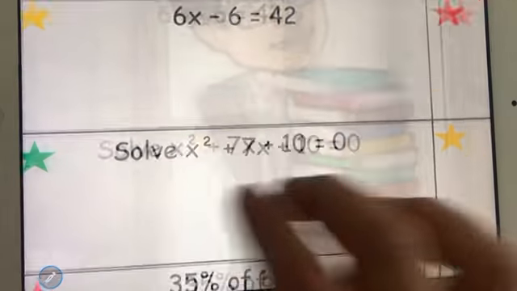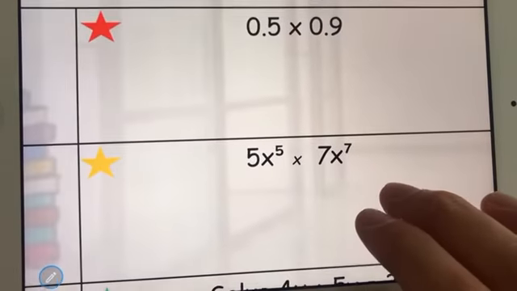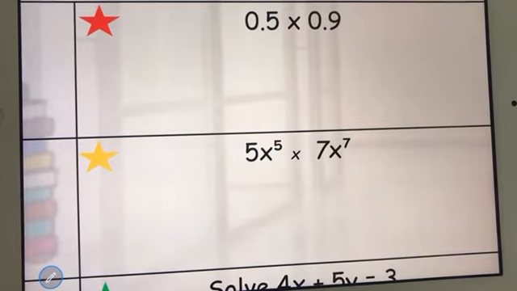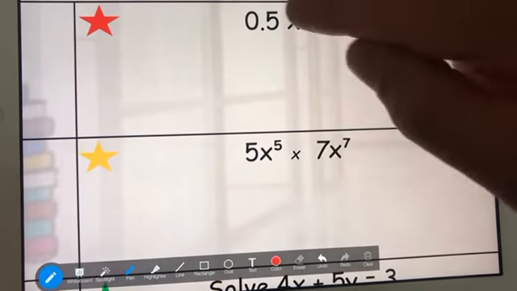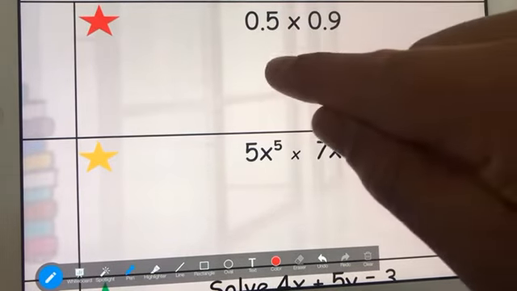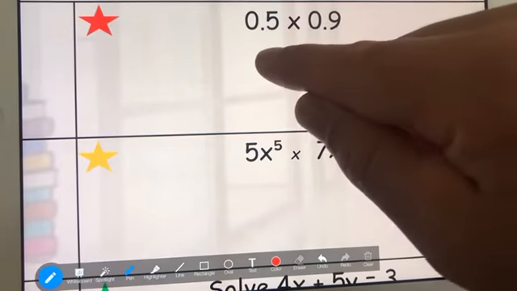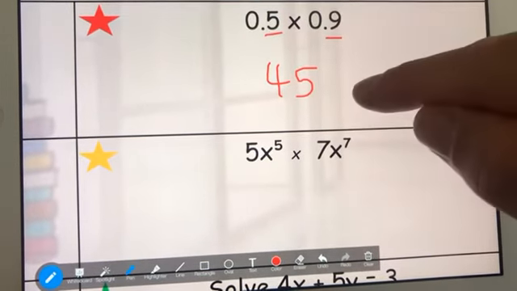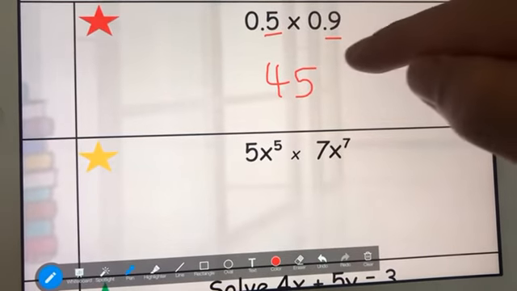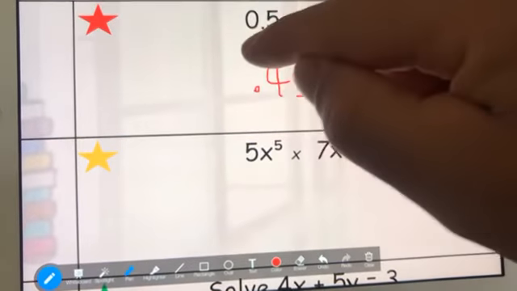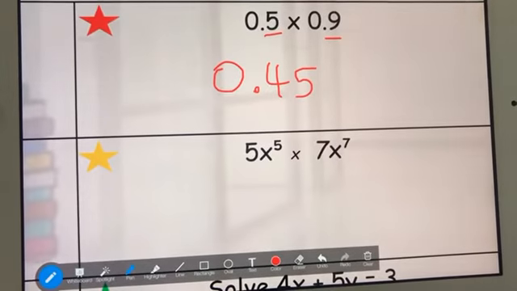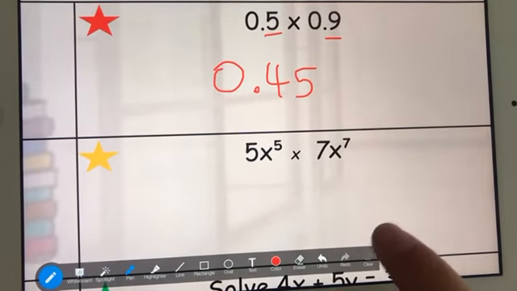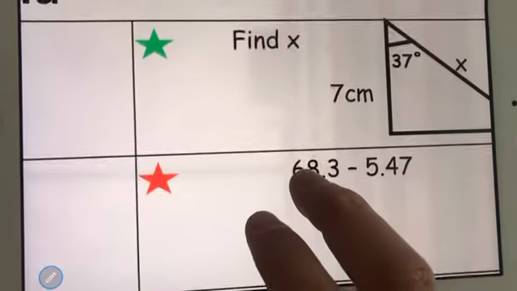Okay, right, so 0.5 times 0.9. Again, similar topic to one this morning. You do 5 times 9. Ignore the decimal points first. 5 times 9 is 45. Then, if you look back to the question and you underline these two, you've got 2 numbers after the decimal point, so you have to count back 2 spaces, put a decimal point in, and remember there's got to be a 0 before the decimal point. 0.45. 1 mark.